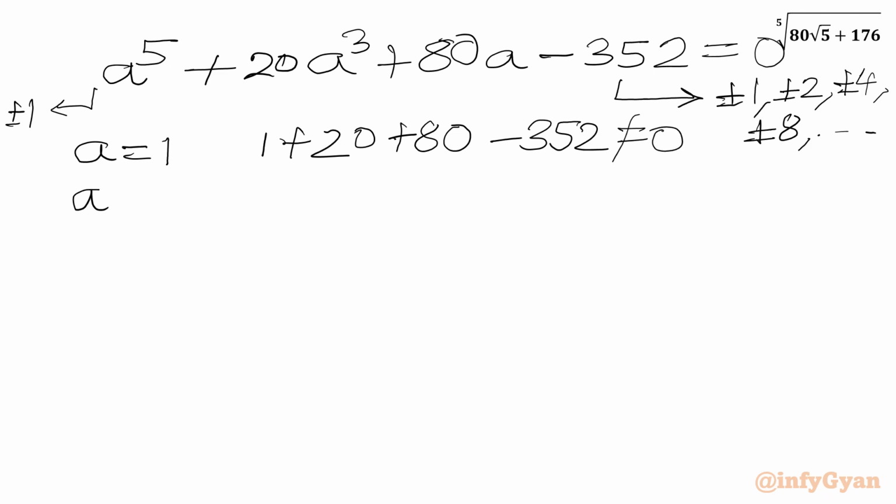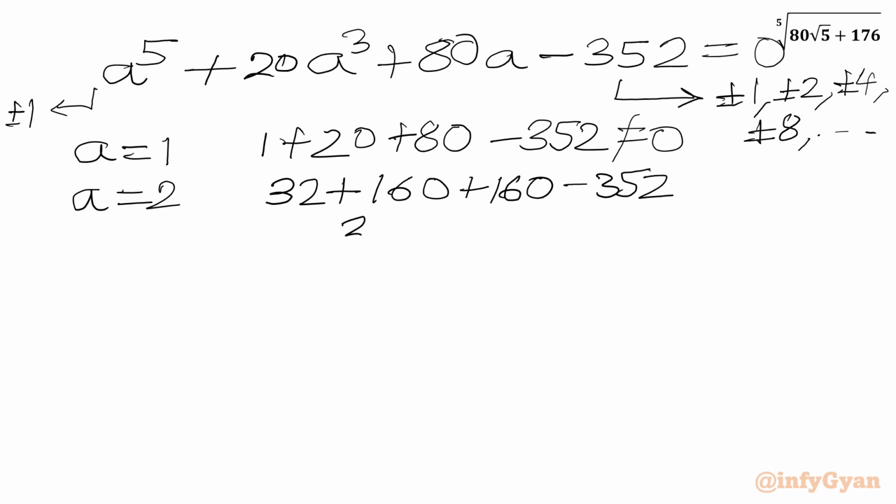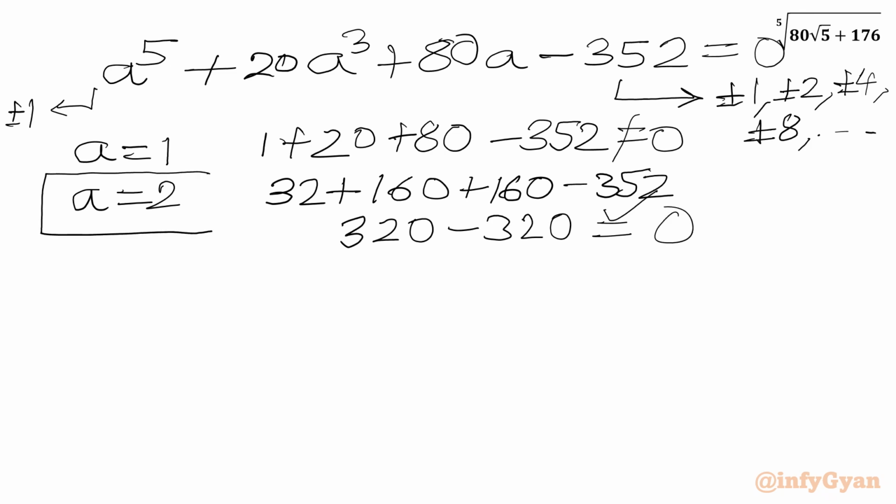If I plug in a equal to 2, so 2 power 5 is 32, plus 20 times 8, 160, plus 80 times 2, 160, minus 352. So this will give us 320 minus 320, which is making our RHS equal to 0. So I can say here a equal to 2 is our base solution.